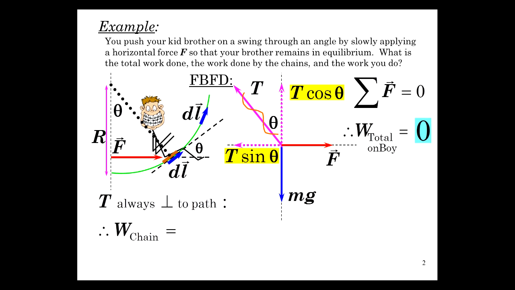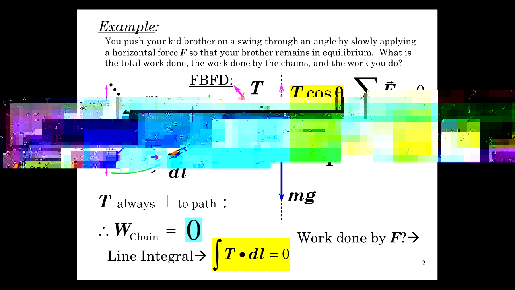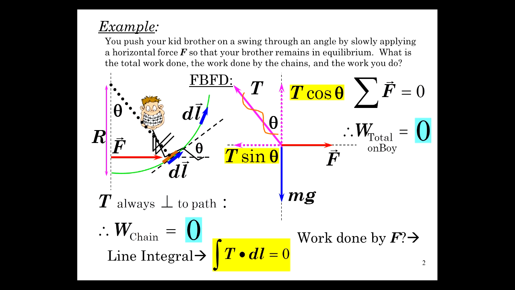Now, the tension, the tension of the chain pulling on the buoy, is always perpendicular to the path itself. And you know what that means. The work done by the chain is 0. As the line integral would show you, if we integrate the tension through dl across the entire path, then at every instant dl and the tension are perpendicular. So now we've answered 2 of the questions. Total work done, 0. Work done by the chain, 0.